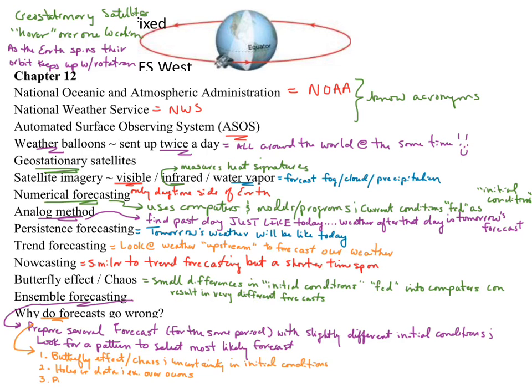The next one is there are holes in the data, and the example I used, for instance, when we try to get initial conditions over the ocean areas, we don't have ASOSs, right, to send up that information. So we definitely have holes.